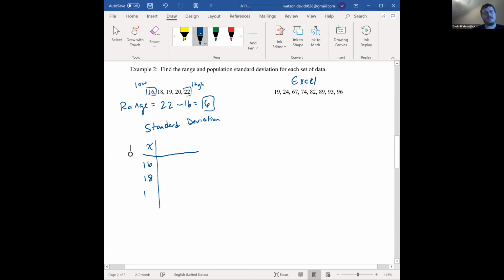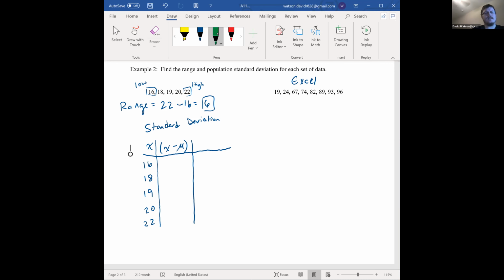Our next column is going to have our x values, and we're going to subtract the mean. Now, if we need to subtract the mean, that means we have to find the mean, right? So how do we find the mean? Well, we just add them all up, divide by the number there are. So it'd be, let me just do this right up here.